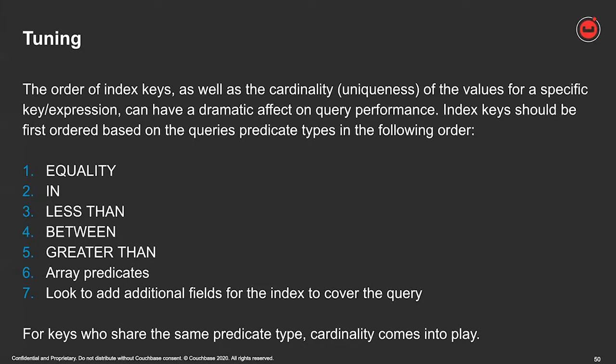For keys that do share the same predicate type, equality especially, that's when things like cardinality is going to come into play. Right? Index Advisor will use these rules along with sampling again to make index recommendations. And Index Advisor is only going to get better and better and better as the cost-based optimizer is released with Couchbase Server 7.0.